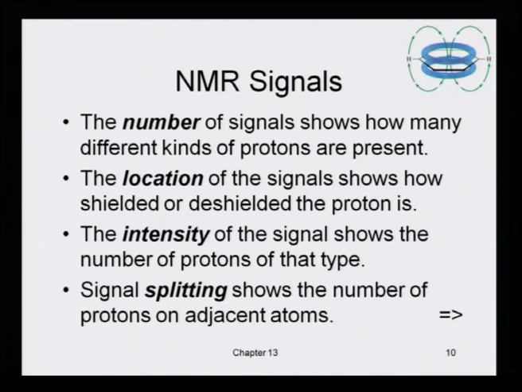Signal splitting shows the number of protons on adjacent atoms. Now, what happens is that they are locally affected. The adjacent protons get affected and they split their peaks. So, if there is one proton on the left hand side and if there are two protons on the right hand side, the left hand side will give a triplet and the right hand side will give a doublet. So, that is the kind of splitting that occurs in an NMR spectrum.